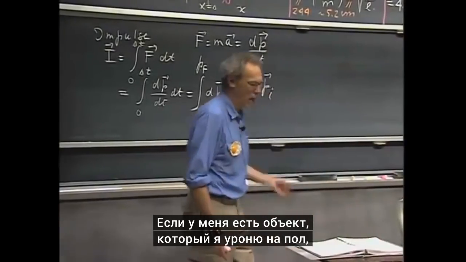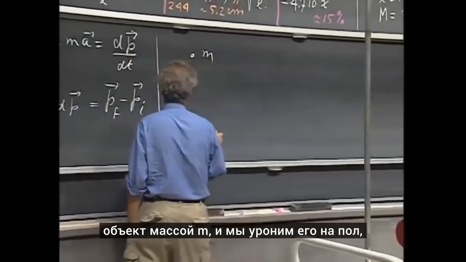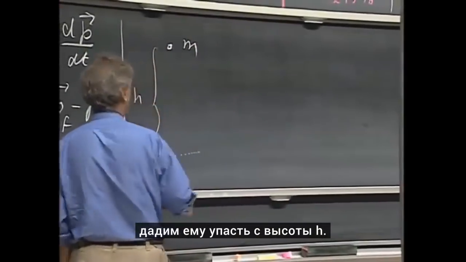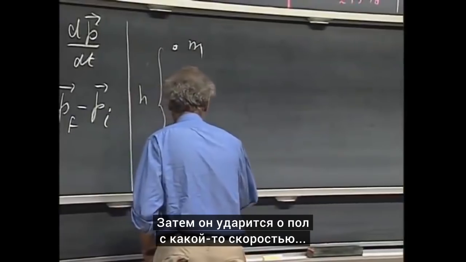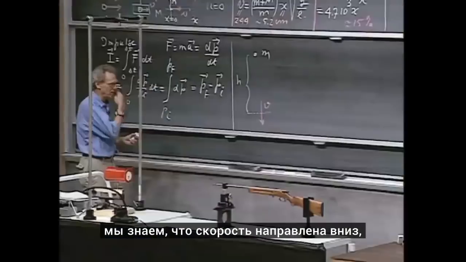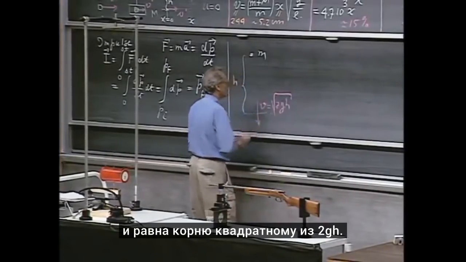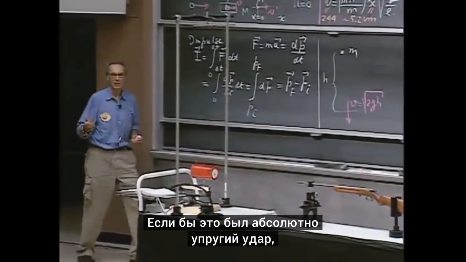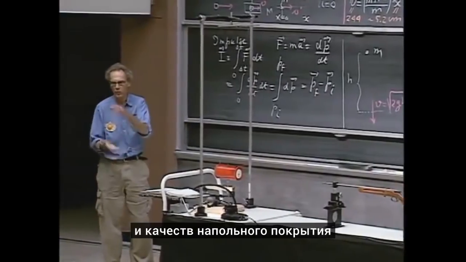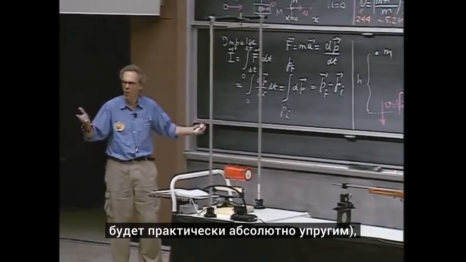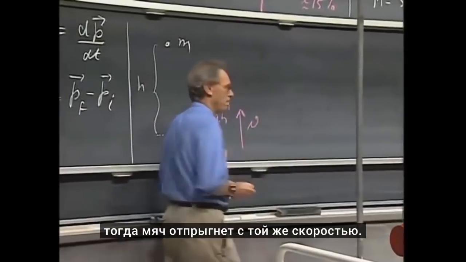If we have an object of mass m that we drop on the floor, and we let it fall over a distance h, then it's going to hit the floor with a certain speed. We know the velocity equals the square root of 2gh. If this were a completely elastic collision, which depends, of course, on the quality of the object and on the quality of the floor, maybe a super ball or marble would be almost completely elastic. Then the ball would bounce back with that same speed.